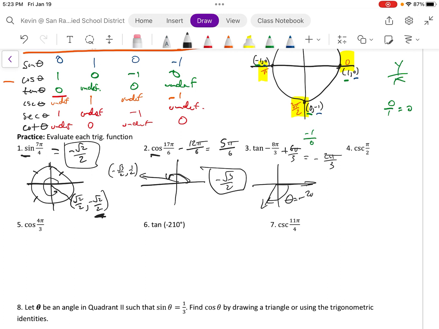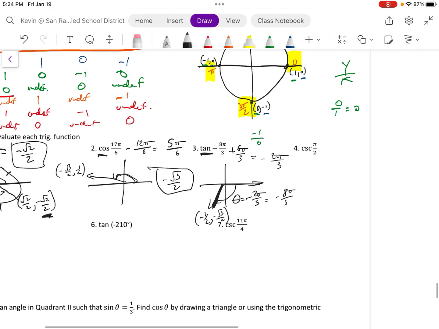This would be our theta equals negative 2 pi over 3, which is equal to negative 8 pi over 3. Okay, and in this case, again, knowing our unit circle, this is negative 1/2 and negative root 3 over 2. I'm looking for tangent of that though. So tangent theta equals y over x. So that's going to be negative root 3 over 2 over negative 1/2.